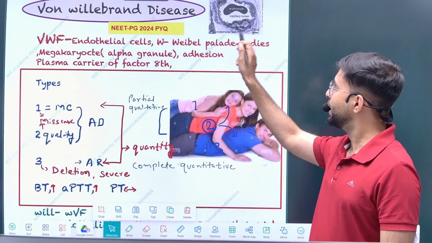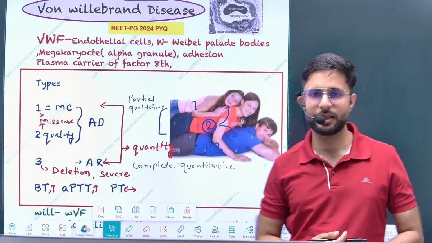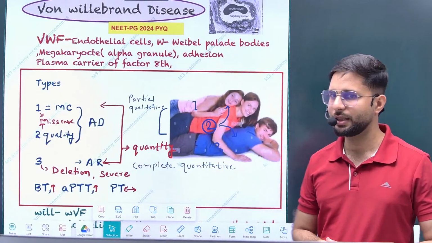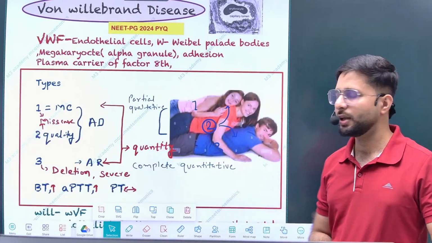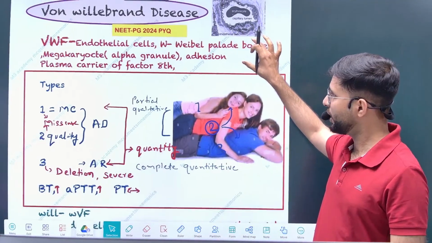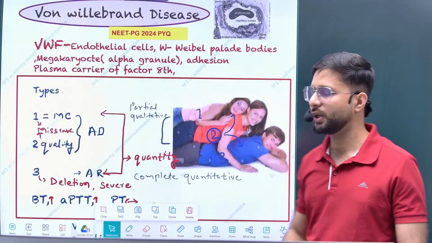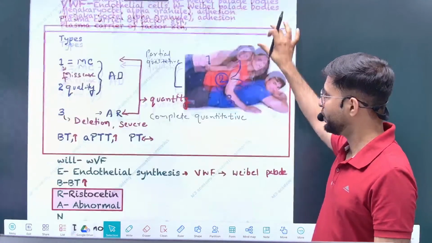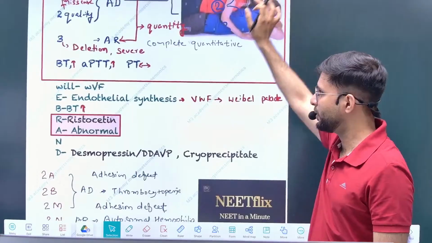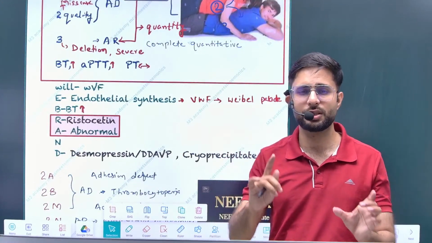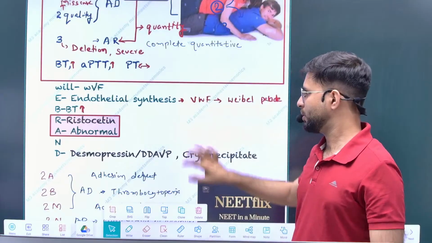There are Weibel-Palade bodies found in the endothelial cell. Yes, megakaryocytes secrete the alpha granules that are used for adhesion, and the von Willebrand factor is the plasma carrier for factor 8. Yes, so if you look at the blood coagulation profile, there is a BT increase, there is an aPTT increase, but there is a constant PT.